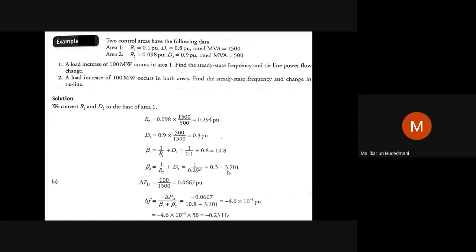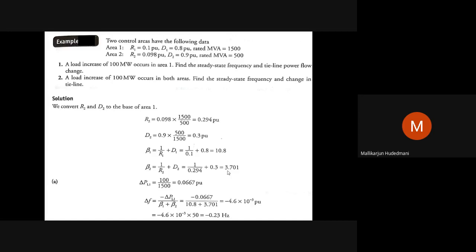Now, what is the load change in area 1? 100 megawatt. 100 divided by 1500 stands as 0.0667 pu. Case 1 we are studying. Therefore, frequency deviation observed is minus delta PL1 divided by beta 1 plus beta 2, which we can write as 0.0667 divided by 10.8 plus 3.701. Numerically, we can use beta 1, beta 2 written in the above page, which stands as minus 4.6 into 10 to the power minus 3 pu.